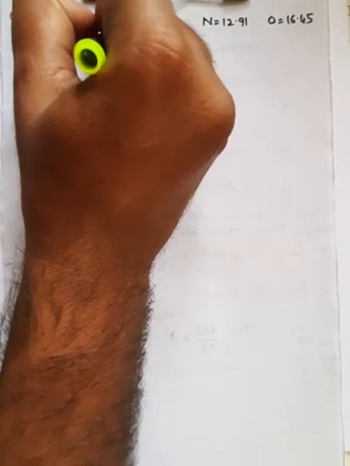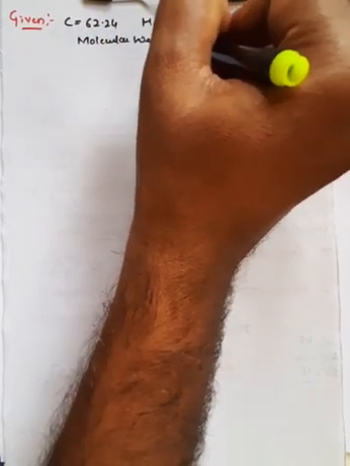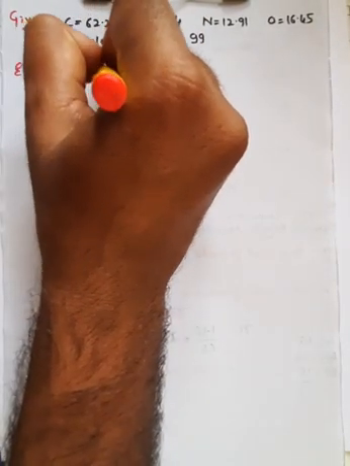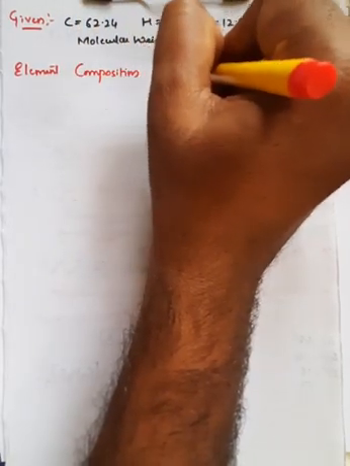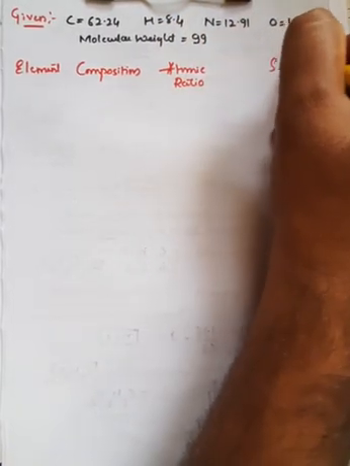And they have given the molecular weight. The molecular weight of the given substance is equal to 99 grams. So the first thing we have to do is make 4 columns. In the first column I will take the element, in the second column the composition, in the third column the atomic ratio, and in the last column I will go for the simple ratio.